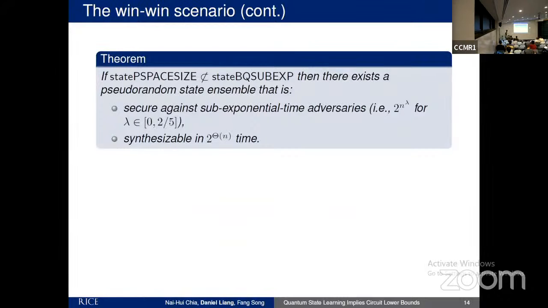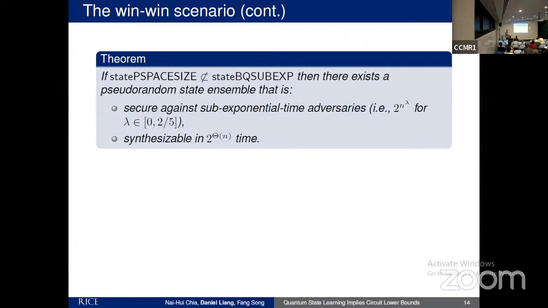But the main thrust of our work is to show the following: that if statePSPACE-size, this weird class that I'm not actually going to define, but is quite related to statePSPACE, is not contained in stateBQ sub x, basically, there's some state synthesis separation, then that implies a pseudorandom state ensemble. And it has the following parameters. Unfortunately, it's synthesizable in exponential time instead of polynomial time, but it is secure against sub-exponential time adversaries. And that's really the goal of ours.